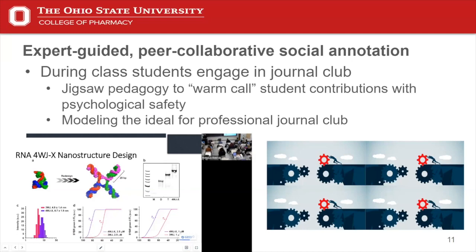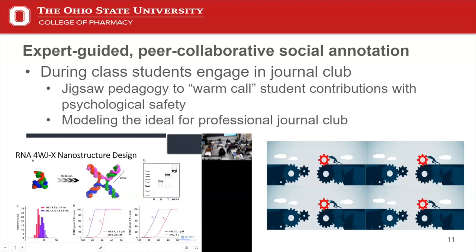So instead, by using the hypothesis to warm call students into the conversation, we're able to get pretty much 100% engagement, where by the time we get through that journal club, everyone in the class has contributed to that discussion. And this is also what's called a jigsaw pedagogy, because whereas the students on the pre-reading are really focusing on their assessment question, now we're able to bring all those pieces together in our conversation in person as we go over the paper as a class.